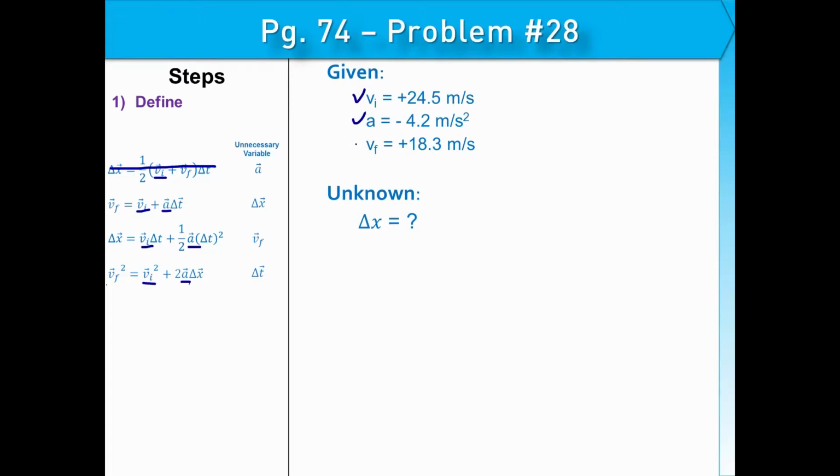Next, which one has final velocity? So final velocity is here. Final velocity is not in this equation, so I'll go ahead and mark this one off. And final velocity is here. And finally, I need displacement. So this equation does not have displacement, so I'll go ahead and cross this one out. And displacement is here. So for this problem, I'm going to be using this kinematic equation to solve the problem.